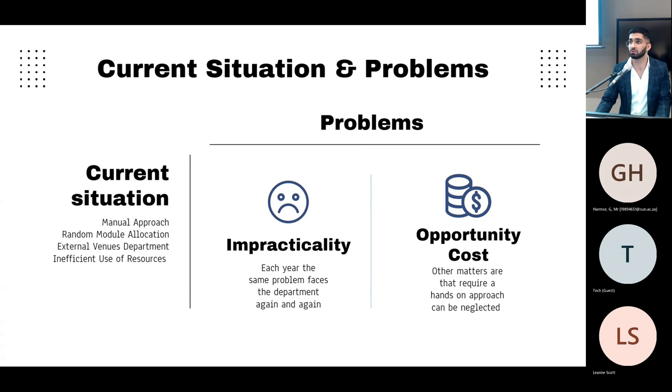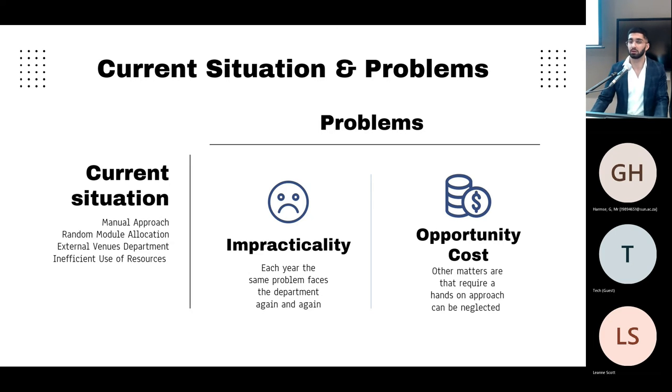So after lecturers are randomly assigned their modules based on their qualifications, they then have to assign venues to the modules that they were allocated. And this is done through an external process. This process often takes weeks to initially just create. And then it's applied through an external department at UCT, the venues department. And once that's done, it takes a further few weeks just to finalize. So this whole problem really takes about a month or so before we can even get into the semester and start working on it.